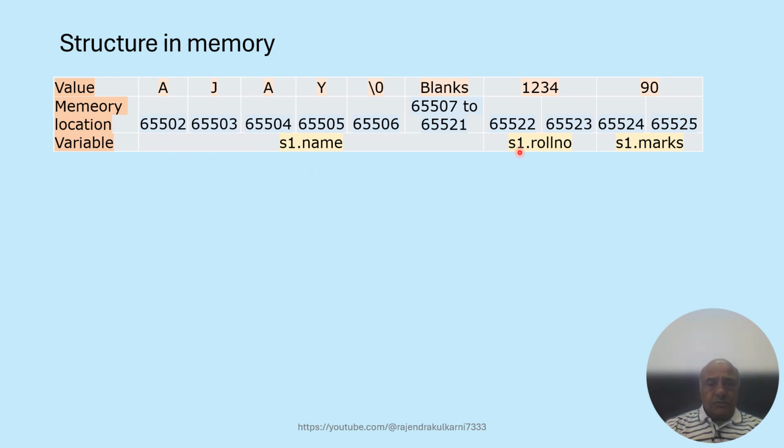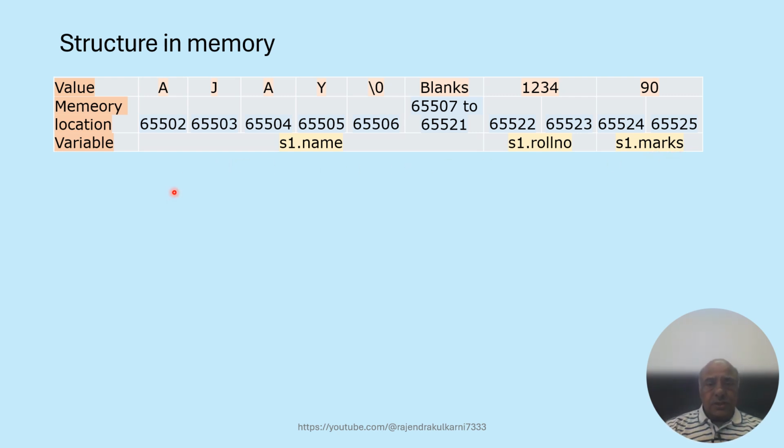Then s1.roll no is 1234, we have entered the value. It has been assigned 2 locations in the memory, as it has been declared as an unsigned int, and marks is an int variable which is assigned the value 90 by the user. It will be having 2 memory locations as its storage for storing the marks variable.